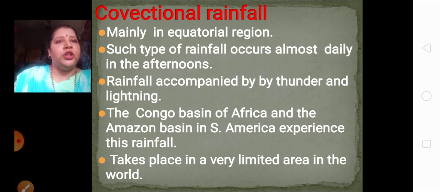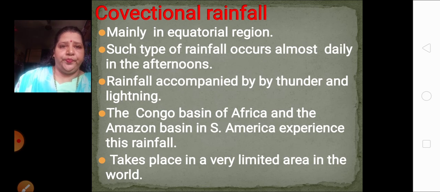What is special about the convectional? The special thing about the convectional is it takes place mainly in the afternoon time, that also daily in the afternoon time. And this rainfall is not just a rainfall, it comes along with thunder and lightning. In the afternoon time along with thunder and lightning we can get such type of rainfall.